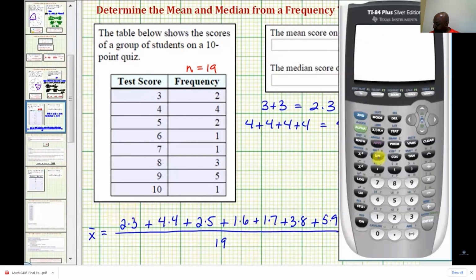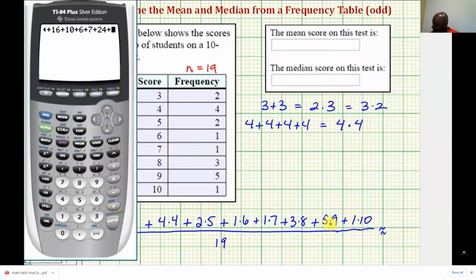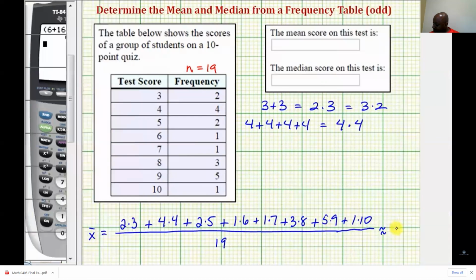We'll put the numerator in parentheses, open parenthesis, 2 times 3 is 6, plus 4 times 4 is 16, plus 2 times 5 is 10, plus 1 times 6 is 6, plus 1 times 7, plus 3 times 8, that's 24, and then we have plus 5 times 9 is 45, finally plus 1 times 10 is 10, close parenthesis, divided by 19. So the mean is approximately 6.5 to 1 decimal place.